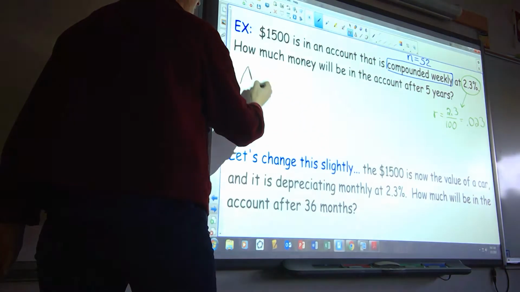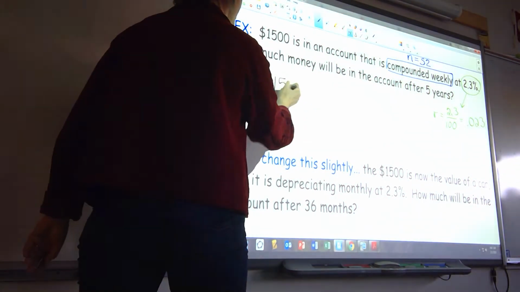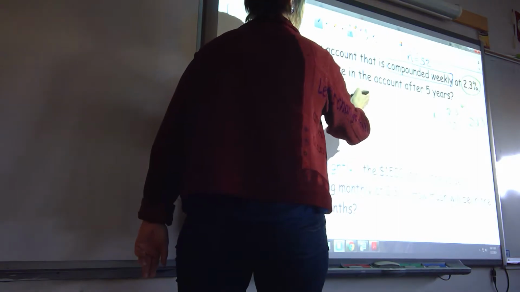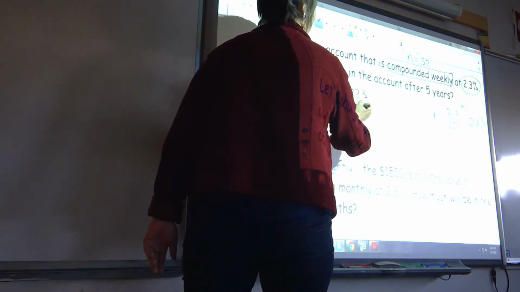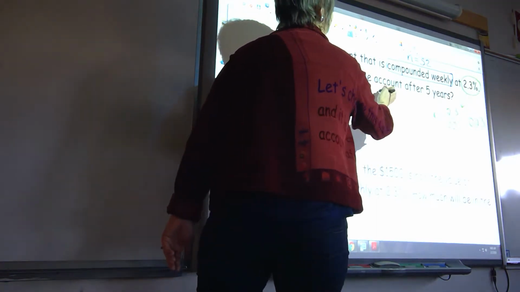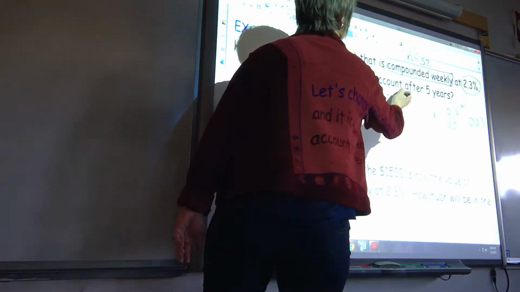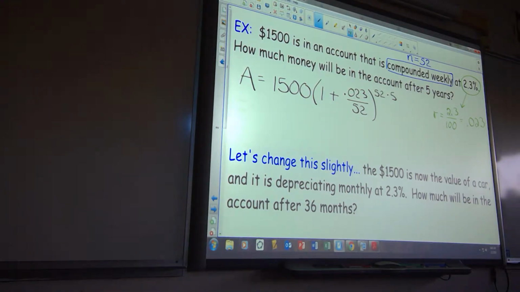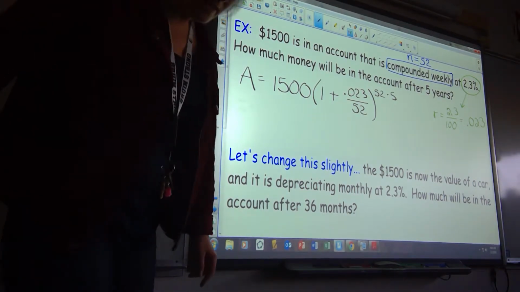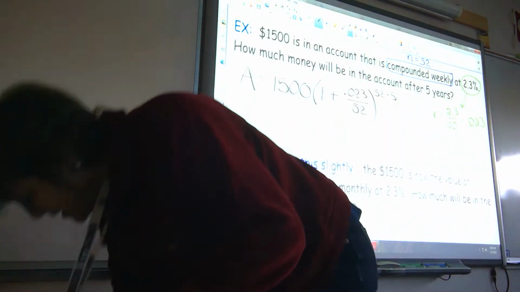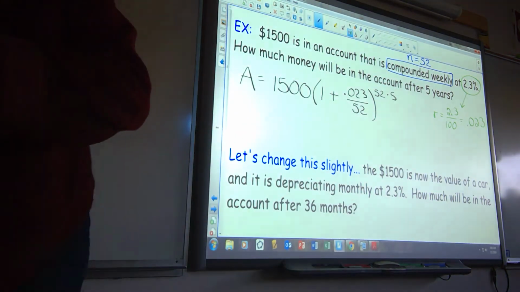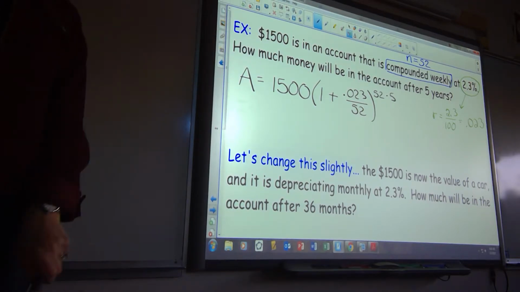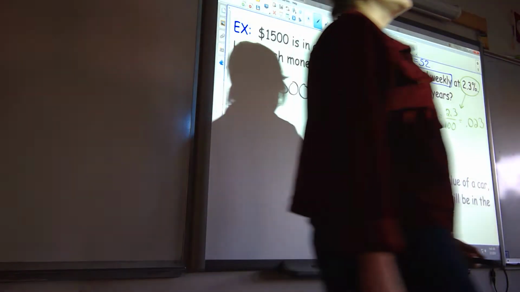Okay. So my final amount will be 1,500 times 1 plus 0.023 divided by 52, all to the power of 52 times 5. Here's what I need you to do in your homework and even on the quiz. This right here is your work. You showing me that equation is your work. Everything you do after this can be done in your calculator and you get an answer.